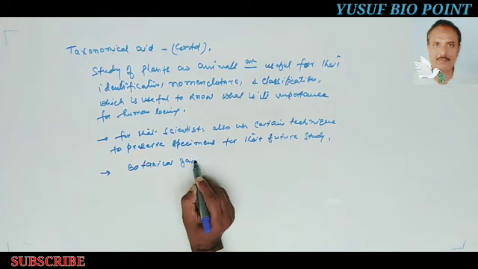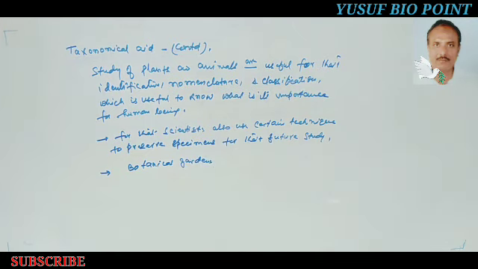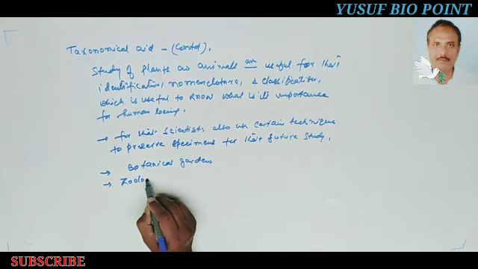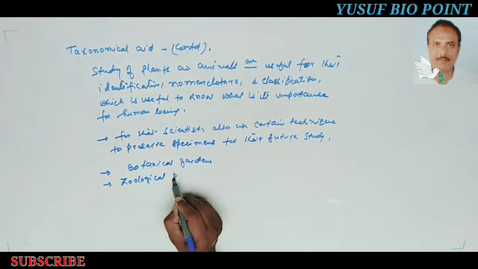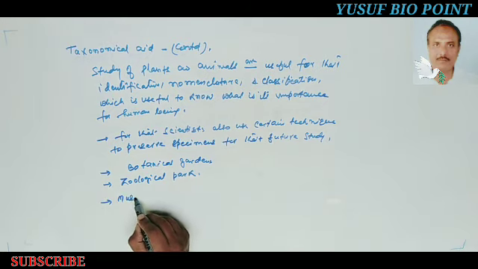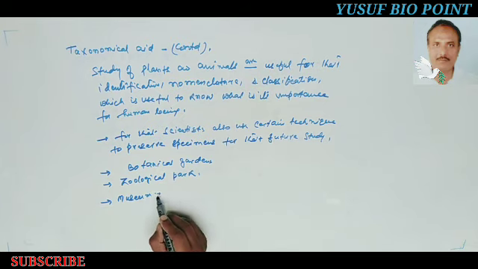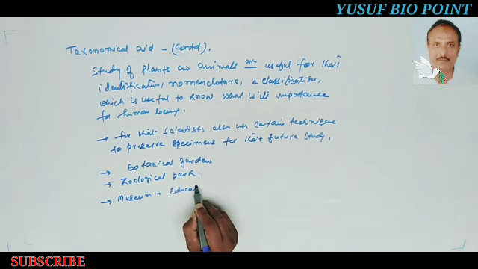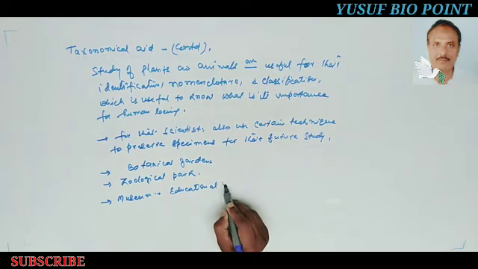And there are examples like a botanical garden, where you see different types of plants; a zoological park, where you see different types of animals; and a museum. These all are educational institutions.